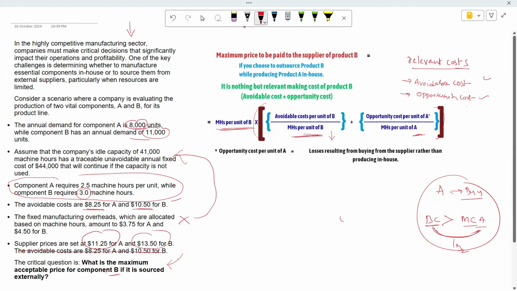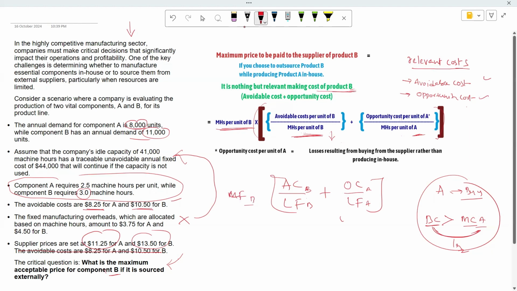So now how to solve this particular question? This is short-term decision making. Because of that, only relevant cost needs to be considered. Relevant cost is avoidable cost and opportunity cost. So avoidable cost by limiting factor plus opportunity cost by limiting factor. This is relevant to product B and this is relevant to product A. However, this question asks what is the maximum price to be paid for product B? So hence the machine hours, the limiting factor of product B, need to be multiplied.